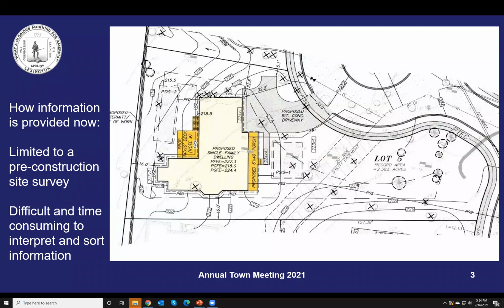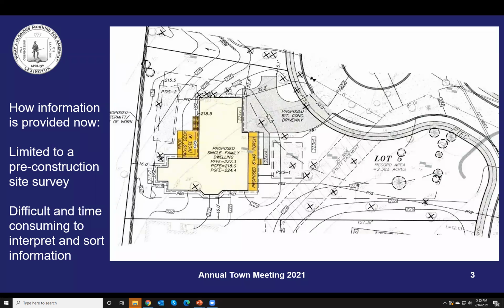How is information provided now? What you see on your screen is a typical site survey, which shows new construction in terms of a proposed new home and the surrounding site. On that site, it indicates trees and other geographical information. What we have to do when we receive this information is use this as the basis of our understanding of how the bylaw will apply to that site.